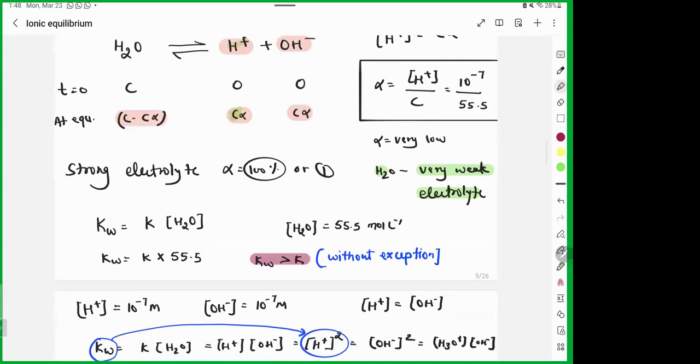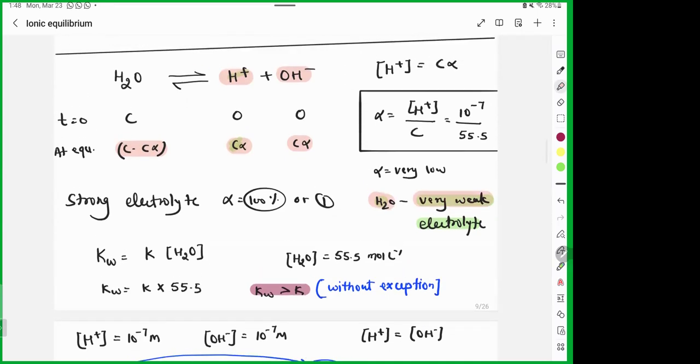For strong electrolyte, alpha value is 1. For weak electrolyte, less than 1. That's why in case of water, the value of alpha is very, very less. That's why it is a weak electrolyte. Correct? How do we know? We know H positive is equal to C alpha. Your H positive value is 10 raised to power minus 7. C value is 55.5. If you calculate the value, it is very small. Very small means very weak electrolyte. As simple as that. If alpha value is 1, strong electrolyte.